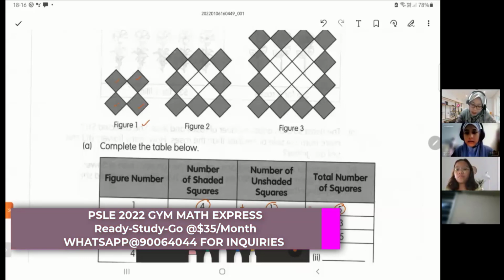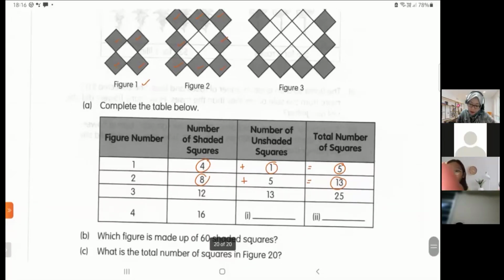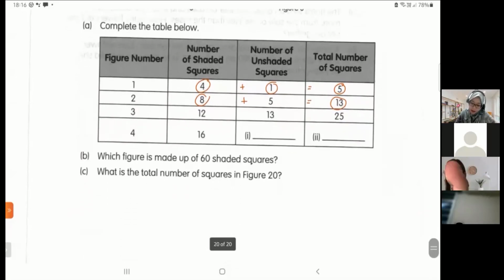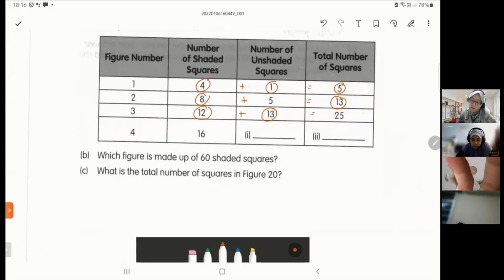Number of shaded squares, 1, 2, 3, 4, 5, 6, 7, 8. Unshaded squares will be 1, 2, 3, 4, 5 in between. So 8 plus 5 equals to 13. Get it? There's a pattern already, right? Now, figure number 3, I'm going to scroll up already, because I need the table. Okay, so there will be 12 shaded squares, and then unshaded was 13, and then you plus, you get 25.